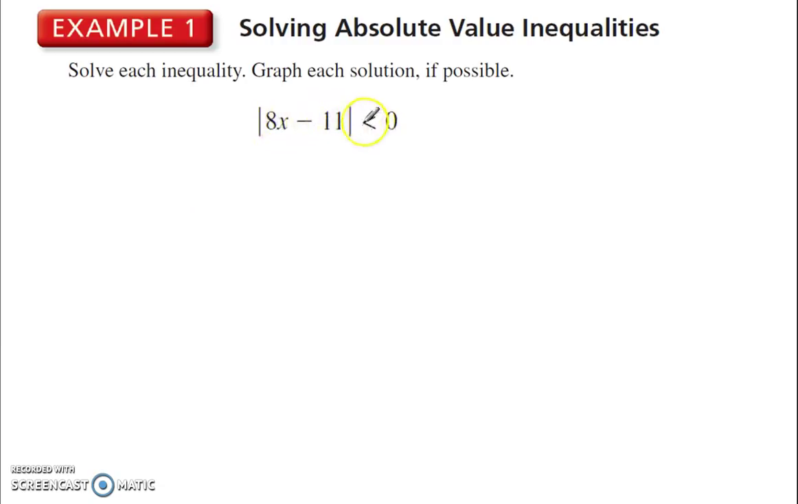8x minus 11 is less than 0. Is it possible for an absolute value to be less than 0? No, that would mean it'd have to be a negative number, and this can't ever come out to be a negative number because it's an absolute value, so this is always going to be positive, so there's no solution to this. This is not possible.